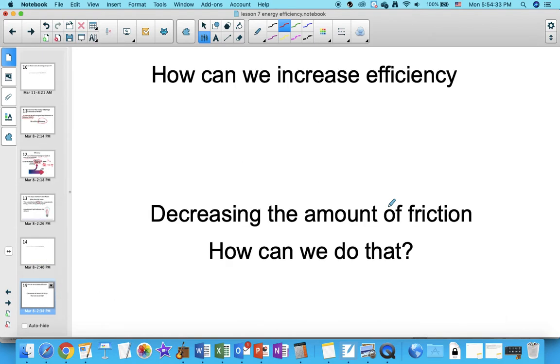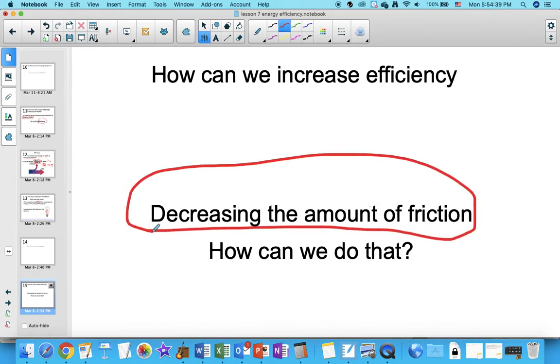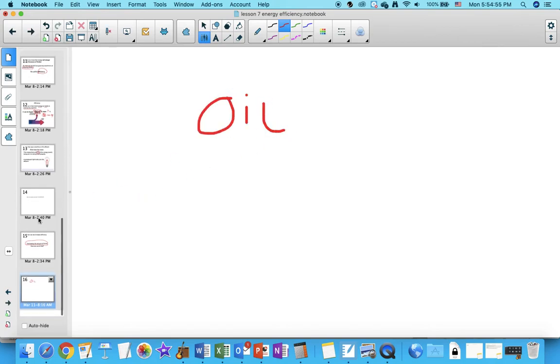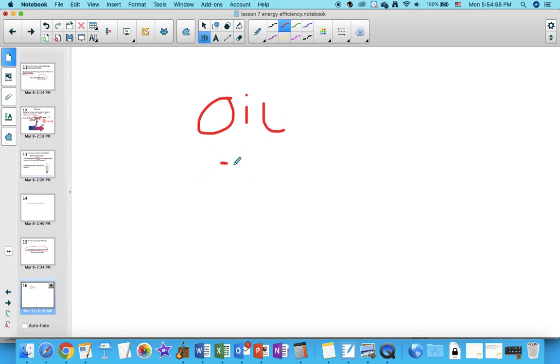So how can we increase efficiency? Well, decreasing the amount of friction, naturally, right? If you decrease the friction, you decrease the wasted heat, so you can use more energy for your job. Well, how can we do that? We can use oils, right? We can use smoother parts, right? We can use different types of things to reduce the amount of friction so that things slide past each other.